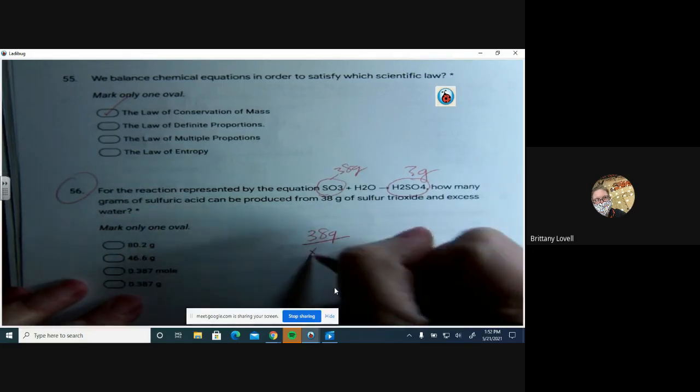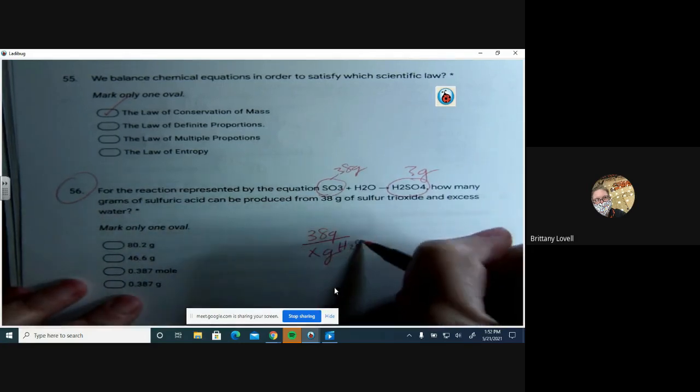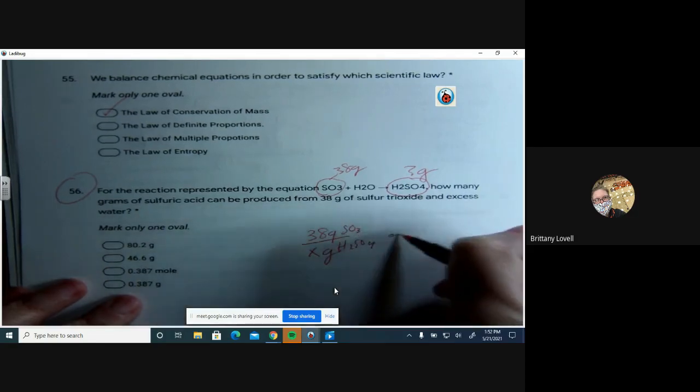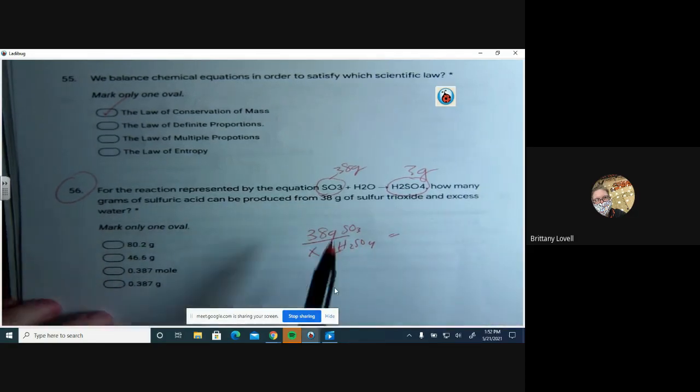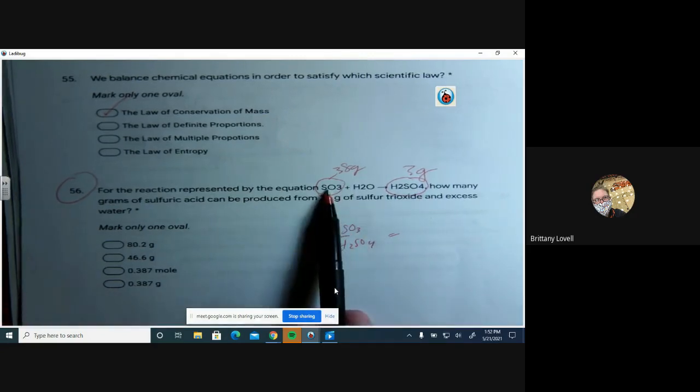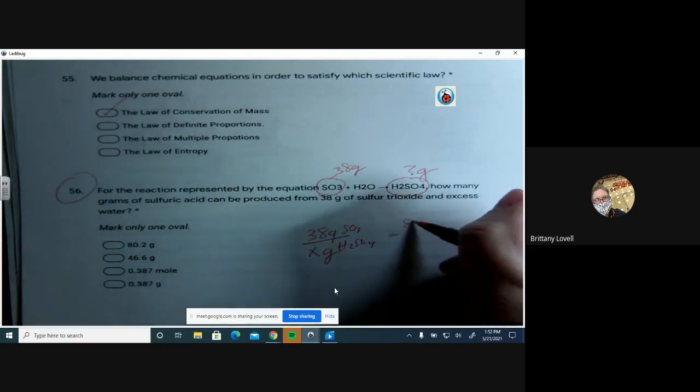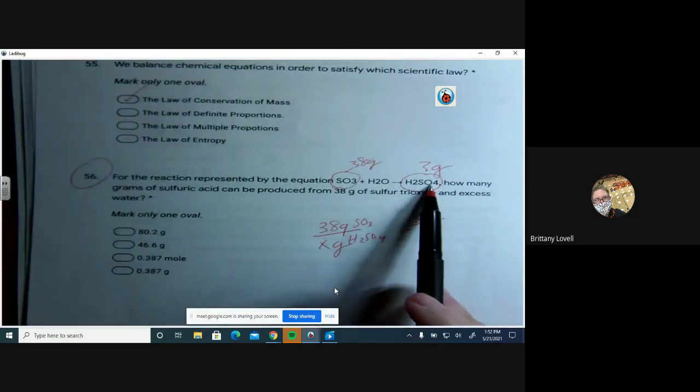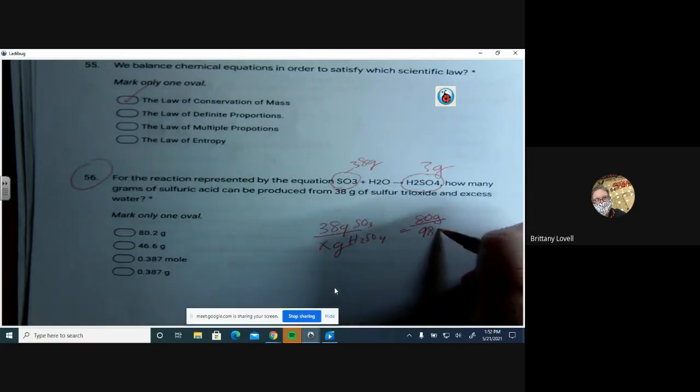I don't know what that is, but I know I want it in grams. So this is another stoichiometry problem. It's going to be another mass to mass. So I'm just going to set it up. I'm going to set up my known over my unknown. 38 grams over X grams. Set it equal to, and I'm going to go back and look at the original equation. So sulfur trioxide, if you do the math there, it ends up being like 80 grams. Sulfur plus 3 oxygens is about 80. And if you look up sulfuric acid on the periodic table, that ends up being around 98.